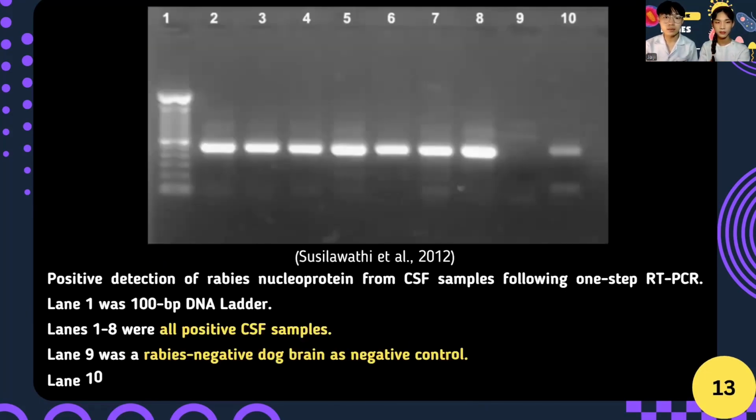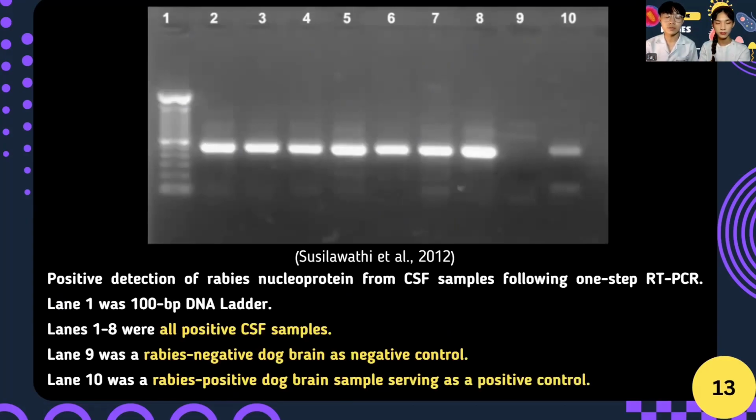Okay, this picture shows the result of gel electrophoresis. You can see that lane M was the 100 base pair DNA ladder, and lanes 1 to 8 were all positive CSF samples. It means there was successful amplification of the rabies nucleoprotein gene. Lane 9 is a negative control with no bands, and lane 10 is the positive control.